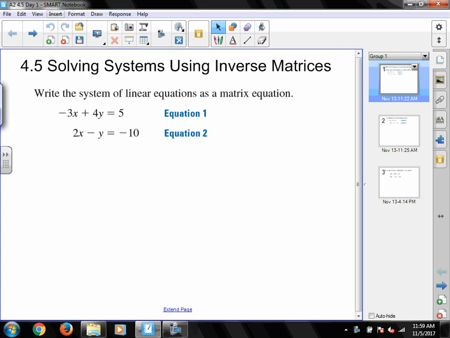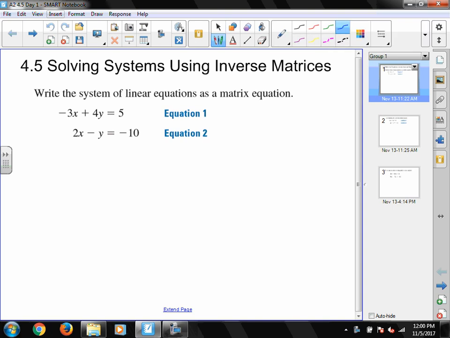Hi everybody, today we're going to start section 4.5. We're going to use solving systems using inverse matrices. Not a lot different than what we were doing before, except how we set up the problem. So now instead of us having that capital X to find that matrix, we're going to give you a system of equations, and you will be in charge of setting it up and solving from there. So slight variation.